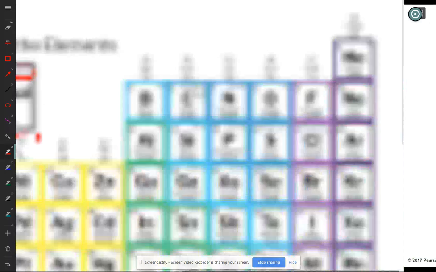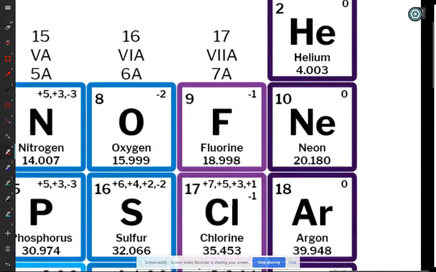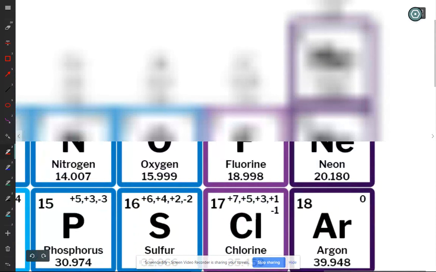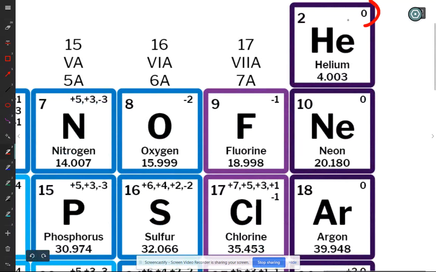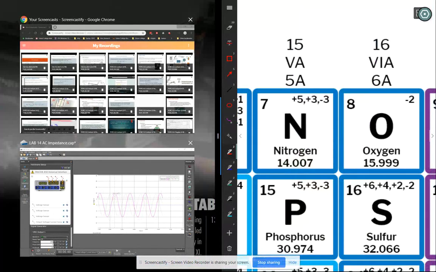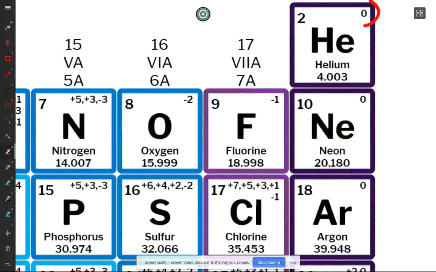So if we look here at, for instance, the noble gases, they all have, well, at the top, oh, come on, reload. They have valences. That was exactly not what I wanted. Valences of 0.